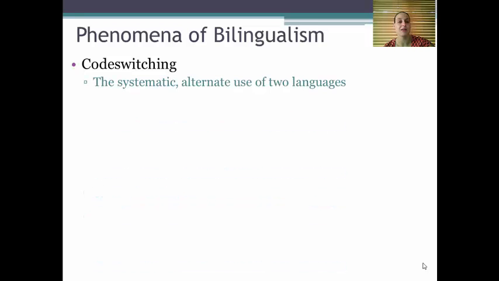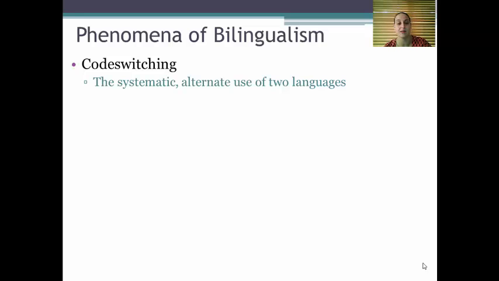Okay, another phenomenon of bilingualism is code switching. And this is the systematic alternate use of two languages. This is completely a normal process, a natural sort of phenomenon that happens with bilingual people in general. And usually bilingual people are going to code switch from one language to another with other bilinguals who they know speak those two languages. In the research, code switching is discussed as either intra-utterance or inter-utterance, meaning that intra is within one phrase, inter meaning between sentences.